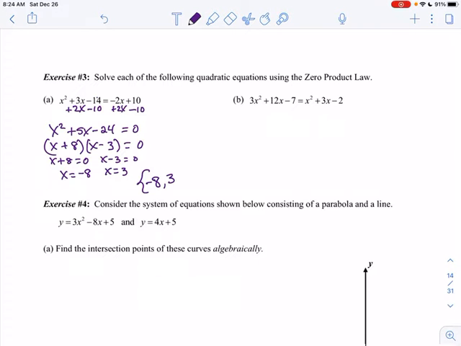Got negative 8 and positive 3. Okay, and that's it. All right, B, bring everything to one side.